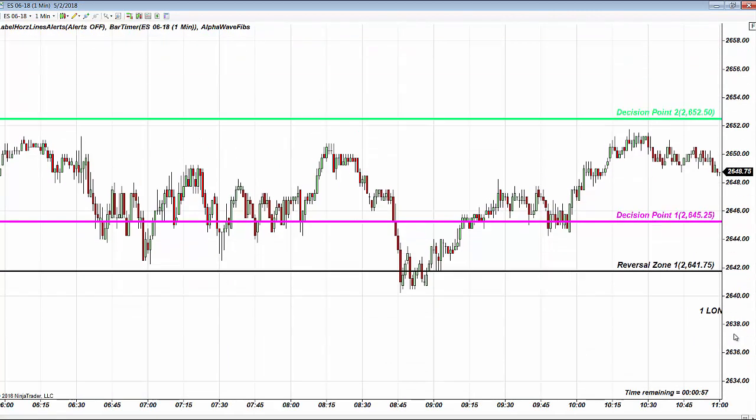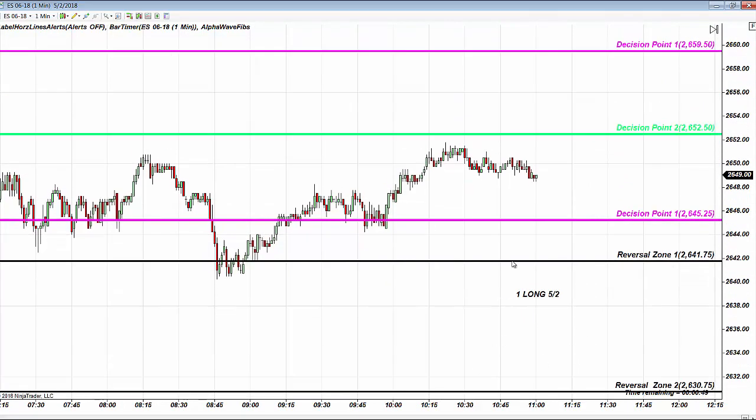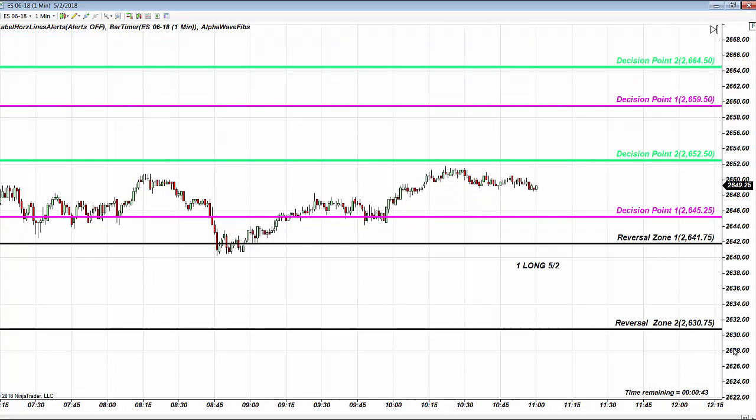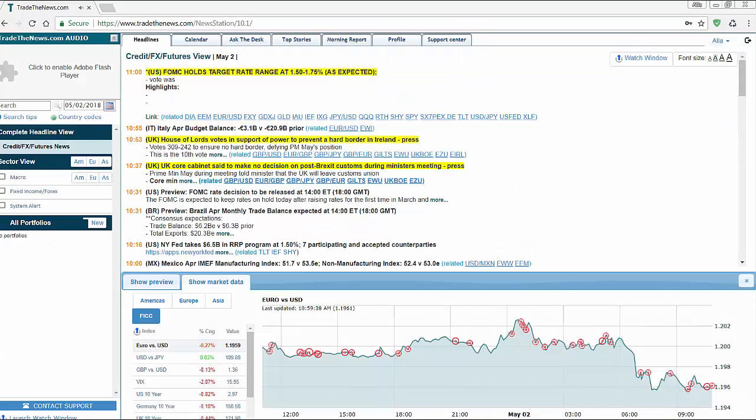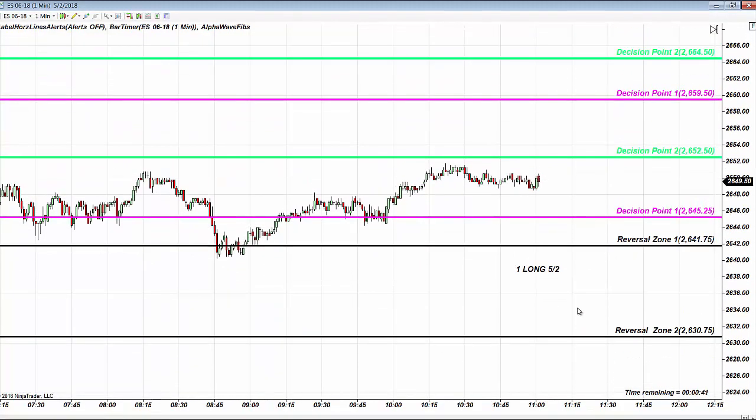Chart present in front of you for weeks. No matter what the news is, at Fibonacci reversal zone, our bias is bullish. At Fibonacci resistance, our bias is bearish. Target rate range, as expected, held at 1.5, 1.75. Let's pay attention to price action and Fibonacci levels.